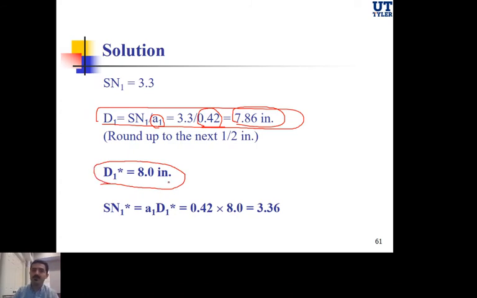After I do a correction of the thickness, now I need to do a correction of the SN1. It's not SN1, it's not 3.3 anymore, it's actually SN1 star, which is A1 times D1 star. So it's 0.42, the layer coefficient of the top layer, times 8 inches, equal to 3.36. So this is the end of designing the first layer.